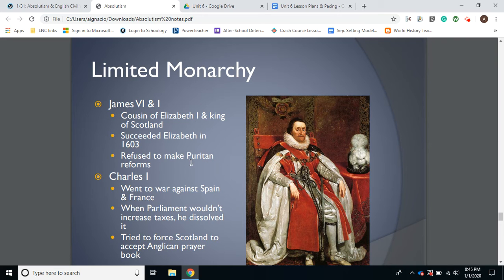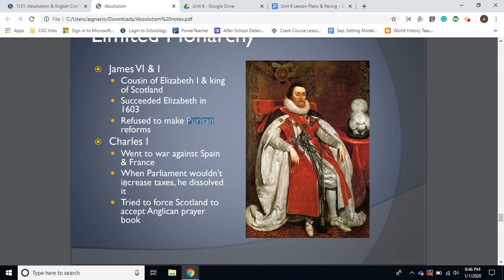So he refused to make Puritan reforms. We're going to see this later on with his son, Charles I. This refusal to meet Puritan wants and needs, when Puritans do have their own parliament and some political power, is going to cause trouble for Charles. So when James dies, his son Charles takes his place.